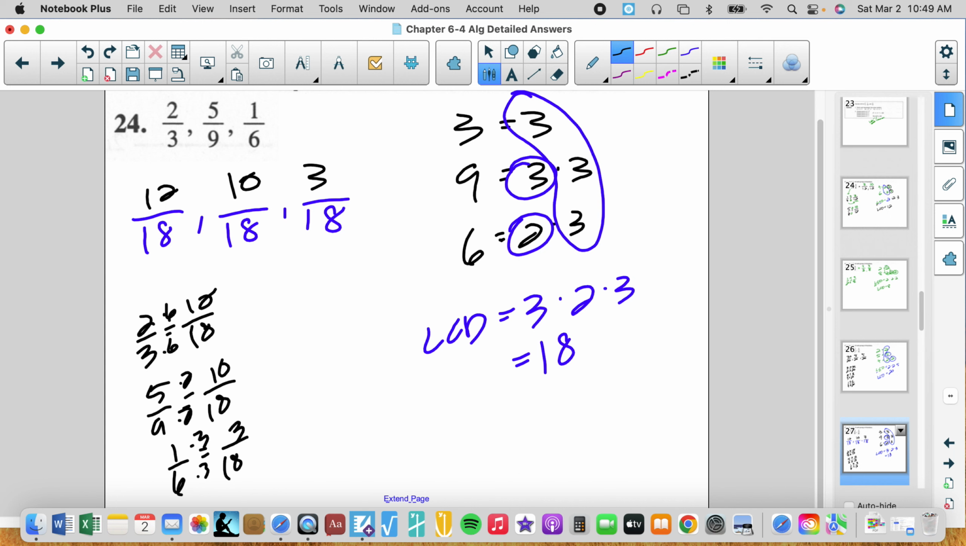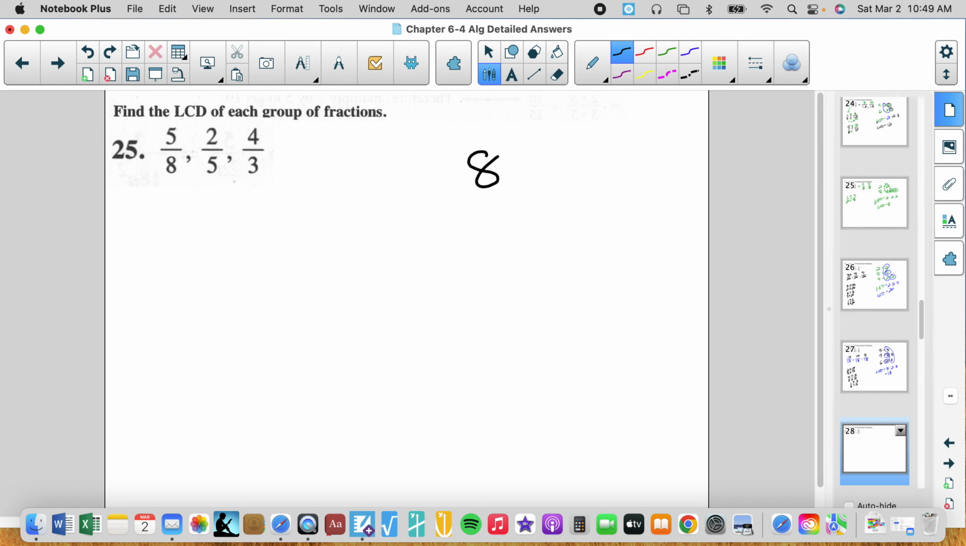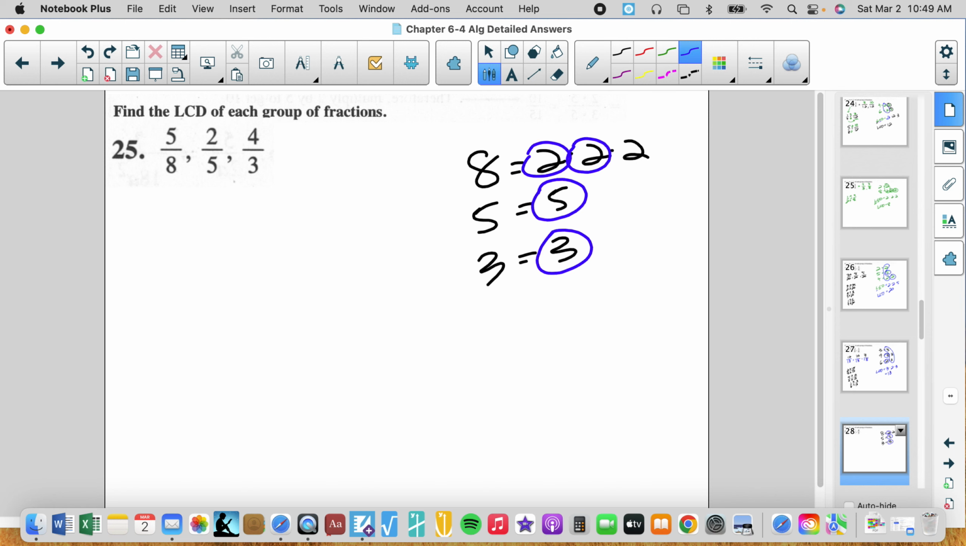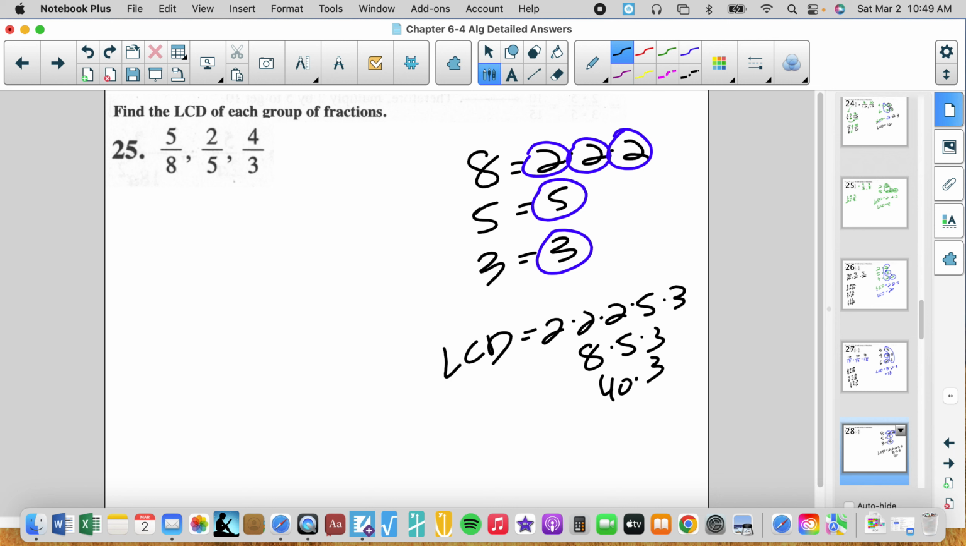3/18. I mean, this is a great skill that is so important. It's important in so many ways for later on in math. They have nothing in common, so everything is going to be a leftover. Everything is leftover, so this is going to be a big one. 2 times 2 times 2 times 5 times 3, which is 8 times 5 times 3, which is 40 times 3, which is 120. I don't know how many students would be able to see that 120 was the least common denominator.